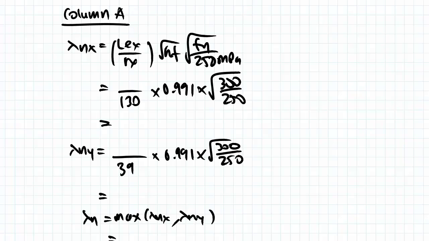Now to find alpha c, we'll start off with the member slenderness in both directions. So starting with column A, we're going to look at the member slenderness in the x direction. The effective length in the x direction is 3.7 meters. Remember to convert it to millimeters. And when we put it into this equation, this should get you 30.9.